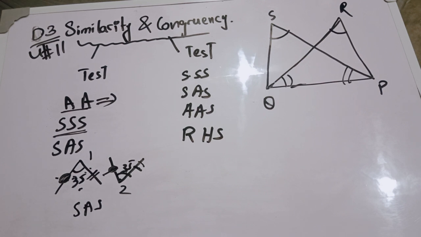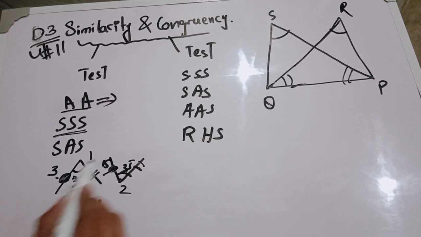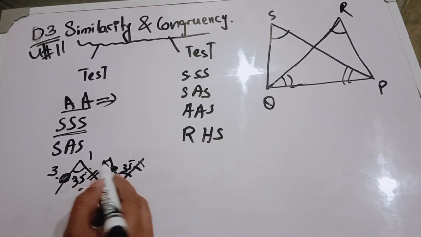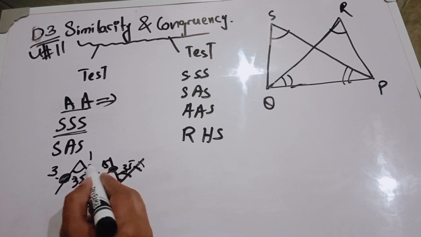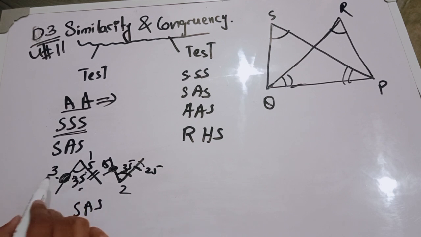If the ratios are the same, for example, if this side is 3 and this is 15, and similarly this side is 5 and this one is 25, what is the ratio between 3 and 15?